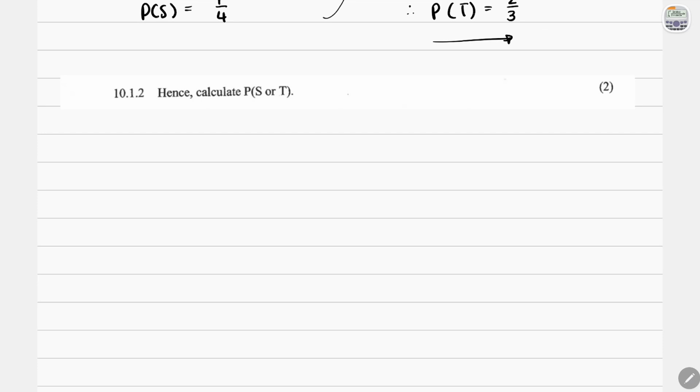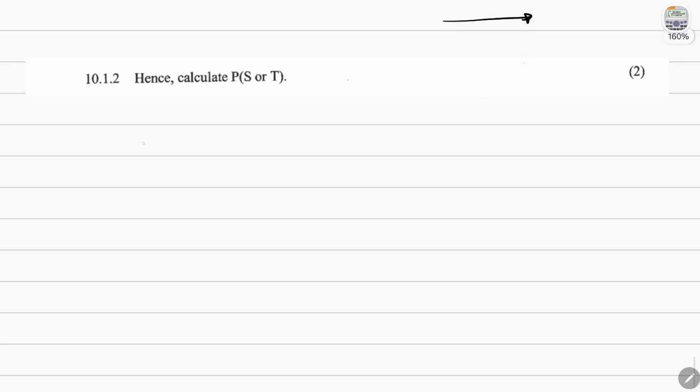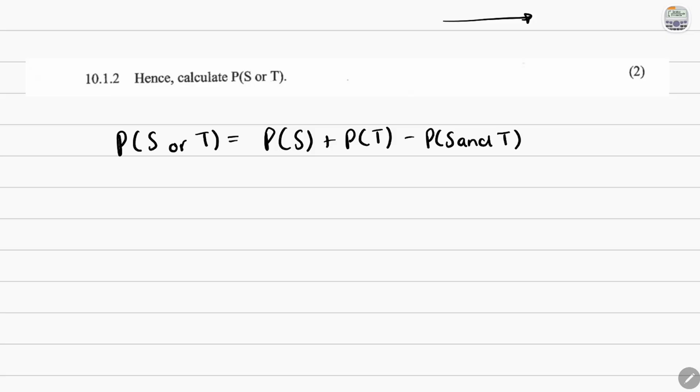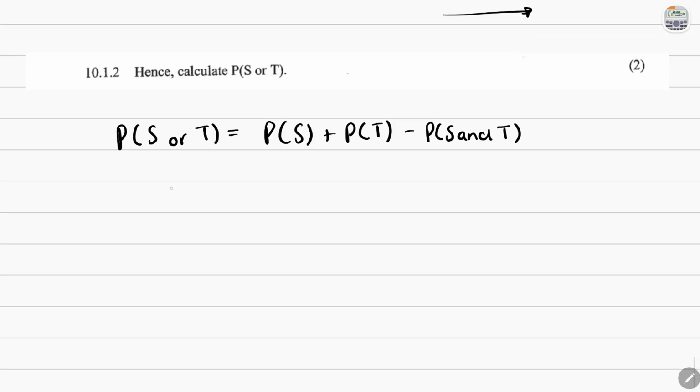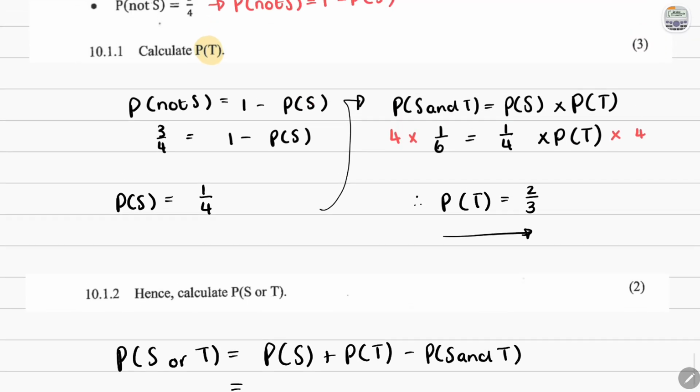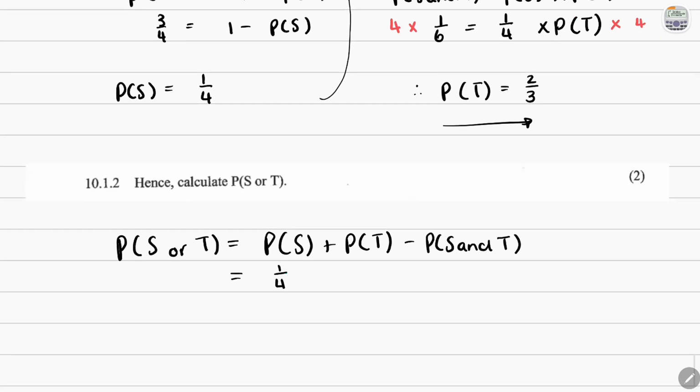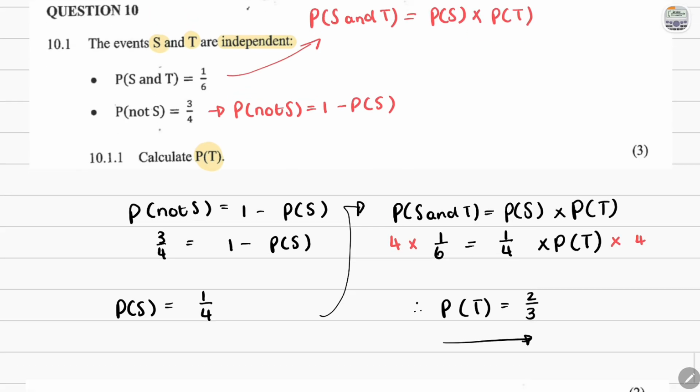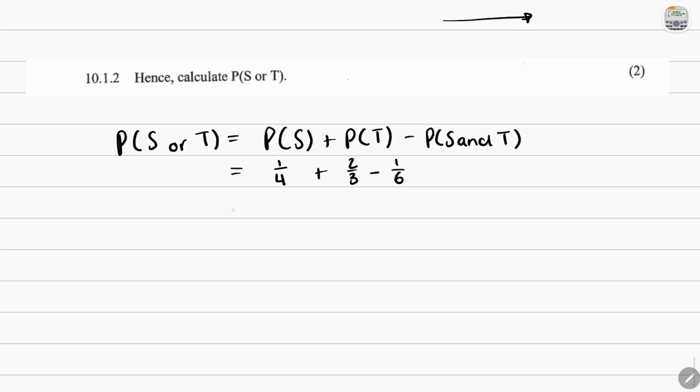Question 10.1.2 says, hence calculate the probability of S or T. So think about what that formula looks like. The probability of S or T is equal to the probability of S plus the probability of T minus the probability of S and T. This is the OR rule or the addition rule. We're just finding this. We already have the probability of S. It's 1/4. That's 1/4 plus 2/3 minus that intersection, which we already had as 1/6. So minus 1/6.